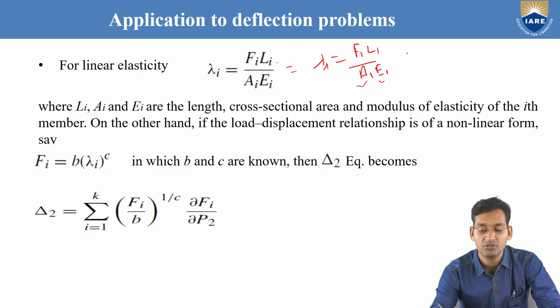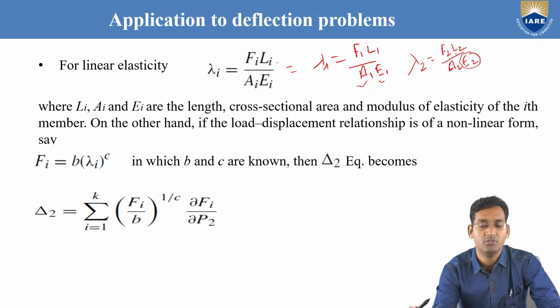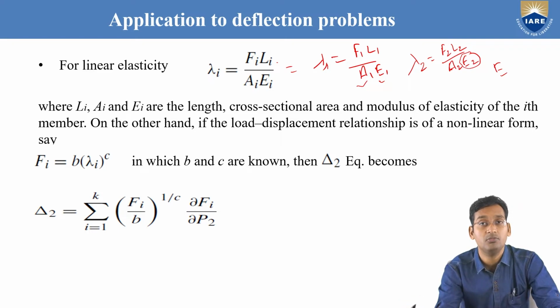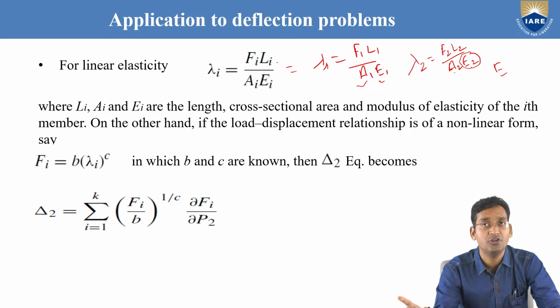Similarly, lambda 2 will be F2 L2 by A2 E2. Now if the frame is given as being of the same material, then E does not change, because E depends on the property of the material. Same material means the same E, so you can simply write E directly. If the question says the members have the same cross section, then instead of A1, A2 you can use A everywhere. If it is different, then A1, A2, A3; if it is the same, then A.